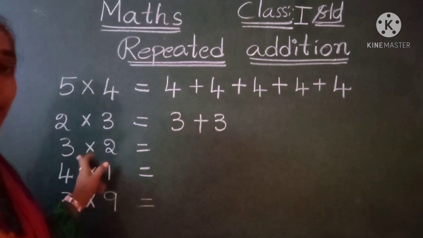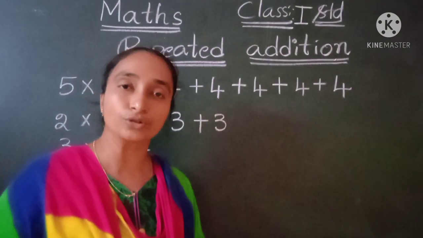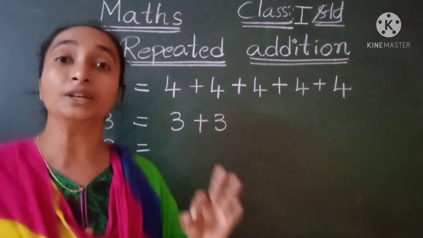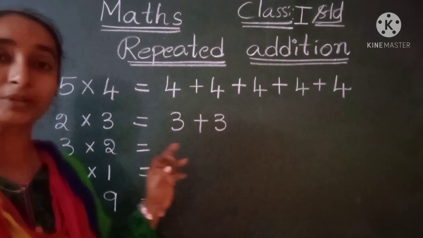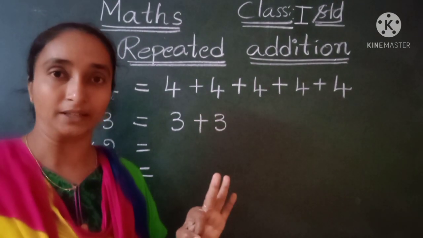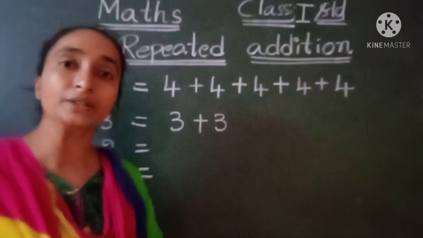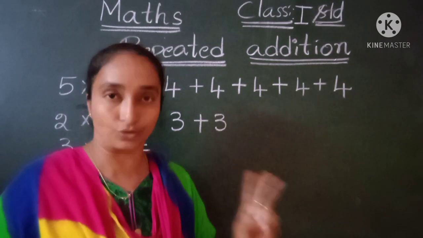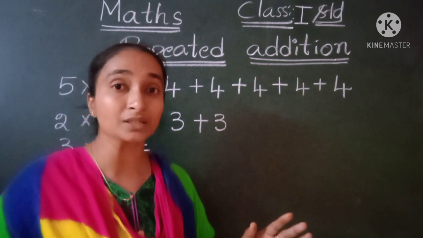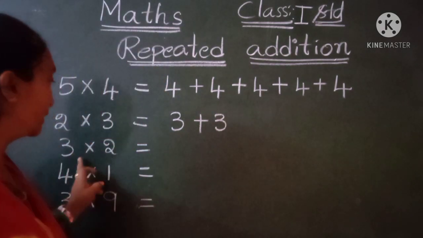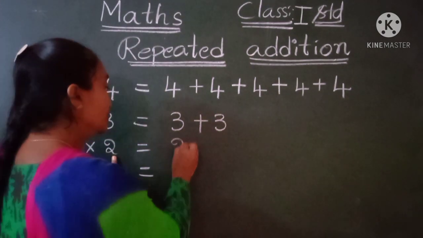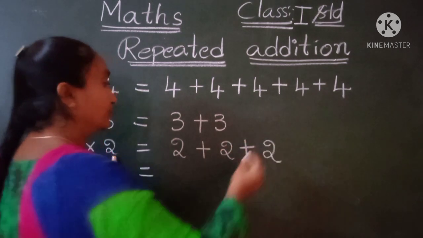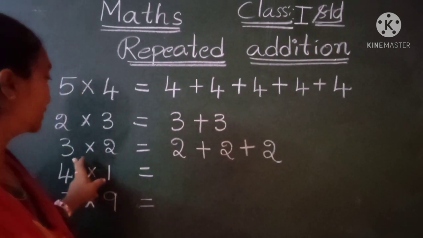So here we can see 3 into 2. That means the group. How many groups are there? 3. 3 groups are there. The first number they have given, 3, means 3 groups are there. Now the second number they have given, 2. That means in every group we have to write the 2, 2, 2. So how many times should 2 repeat? 3 times. So let us begin with the 2, children. 2 plus 2 plus 2. So 2 we have written for the 3 times.